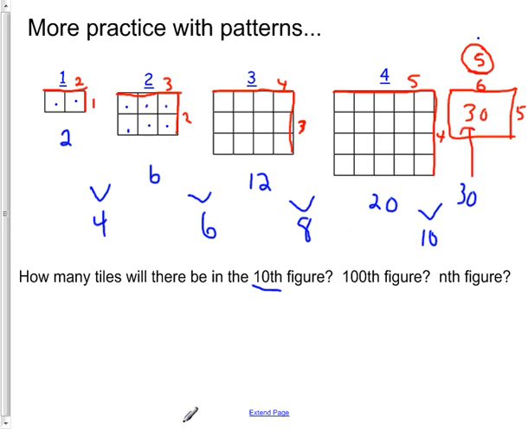So on the 10th one, here's what I want you to do: pause this and see if you can answer these 3 questions. And then I'll run through it and you can check and see if you got the right answers. So on the 10th one, it's always 1 more, so this is going to be 11 across the top. And then it's going to be 10 across the side. So 11 by 10, that's going to be 110 tiles. So for the 10th figure, 110.